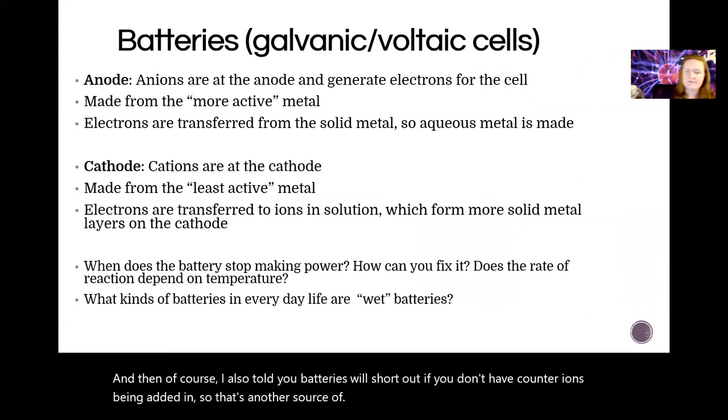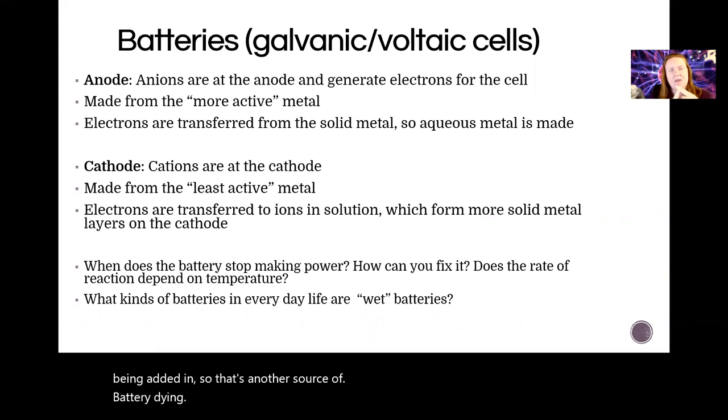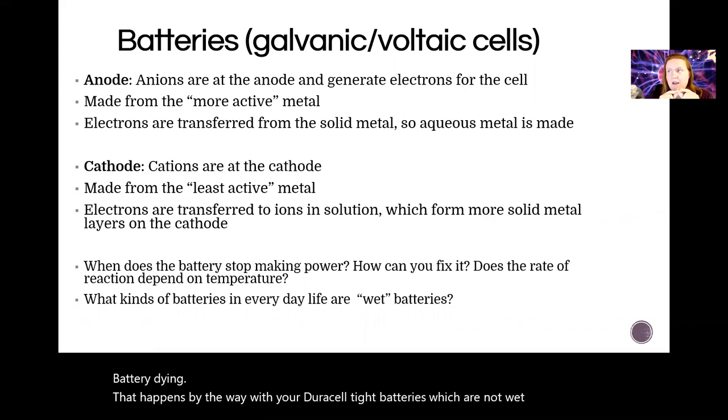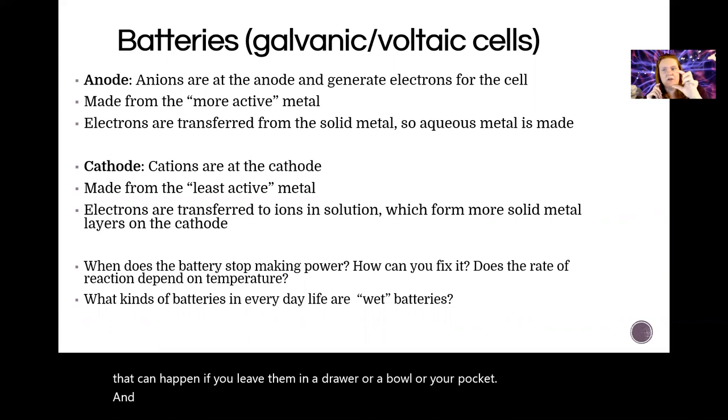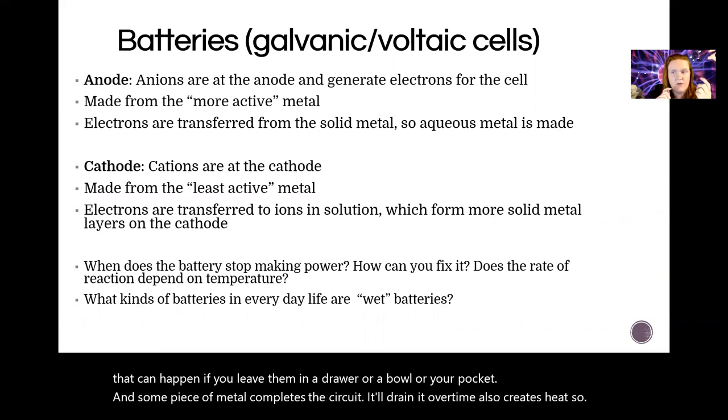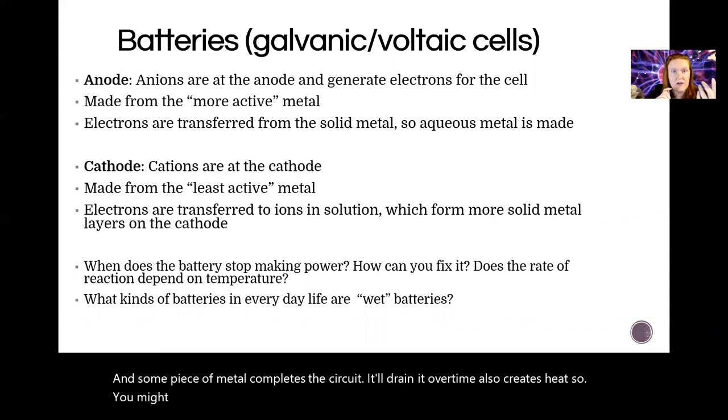battery dying. That happens, by the way, with your Duracell type batteries, which are not wet batteries, but that can happen if you leave them in a drawer or a bowl or your pocket and some piece of metal completes the circuit. It'll drain it over time. Also creates heat. So you might have experienced this. If you've ever put a 9-volt battery in your pocket with your keys, it gets really hot really fast.